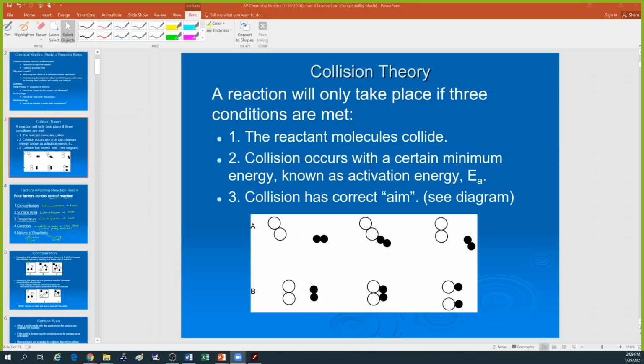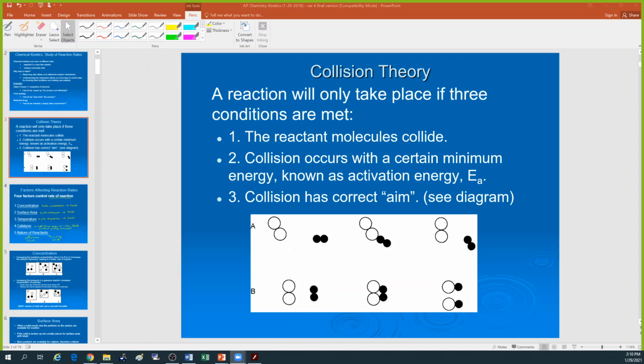Sorry. But just because things hit doesn't mean they break. You ever drop a glass on the floor and then it just bounced and didn't shatter? And you're like, whew. Well, point one was met, but point two wasn't. It wasn't a big enough fall with enough energy to break the glass. And so in that sense, we have to not only collide, we have to collide with a sufficient amount of energy. And point number three, they have to collide the right way, in the right orientation, with the right aim.